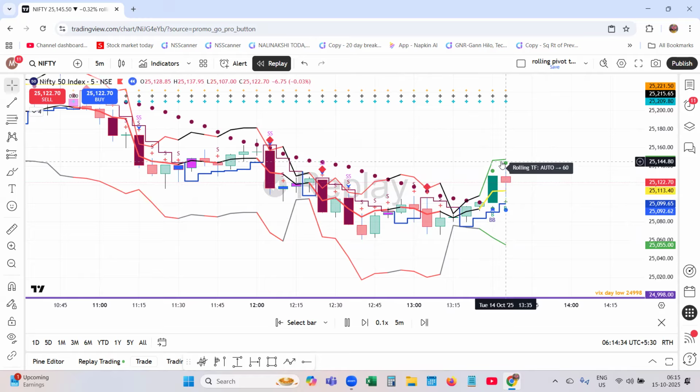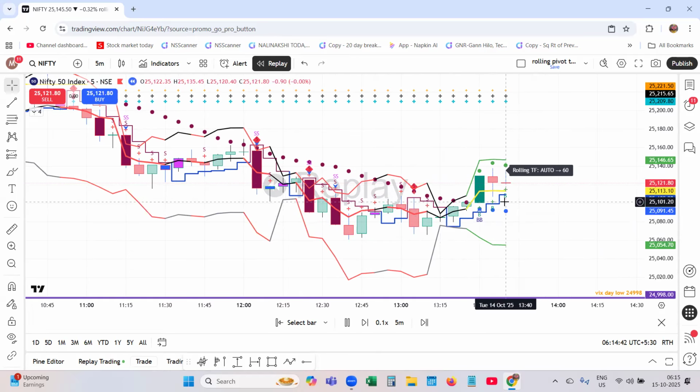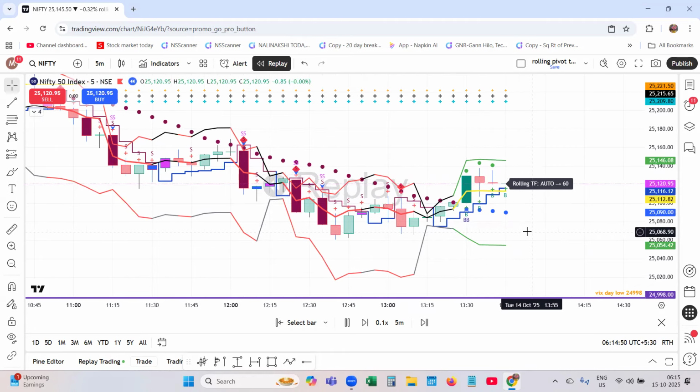And this is R1, this is S1. Both the shorter period Gann HiLo and the longer period Gann HiLo are matching. And the pivots are matching.